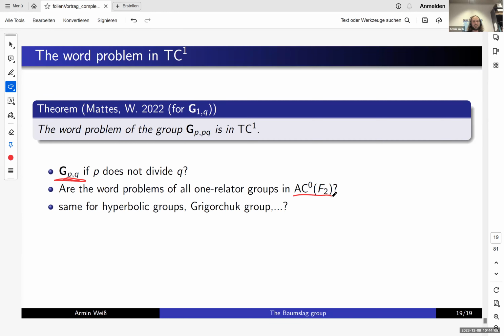And there are many other one-related groups. And of course, we can also ask the same thing for hyperbolic groups or the Gregorcic groups, which are already quite low in the parallel complexity hierarchy, but still we don't know whether they are reducible to the free group. Okay, that's it. So thank you very much.